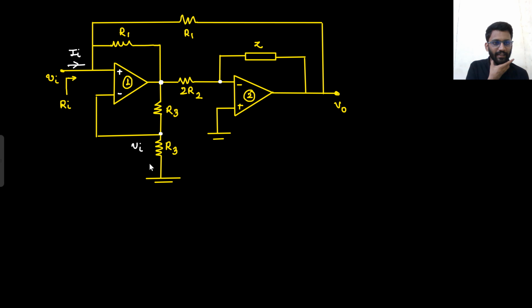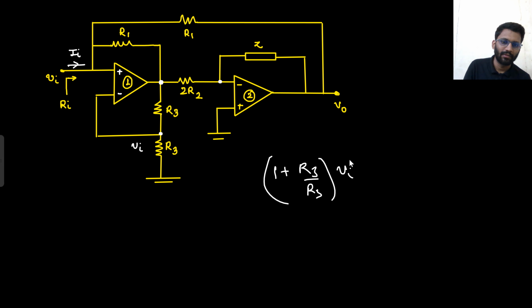Tell me directly. 1 plus RF by R, 1 plus RF, R3 by R3 into V in. So this node will be 2V in. Or you can apply nodal as well. If you are not understanding, you can apply nodal as well.